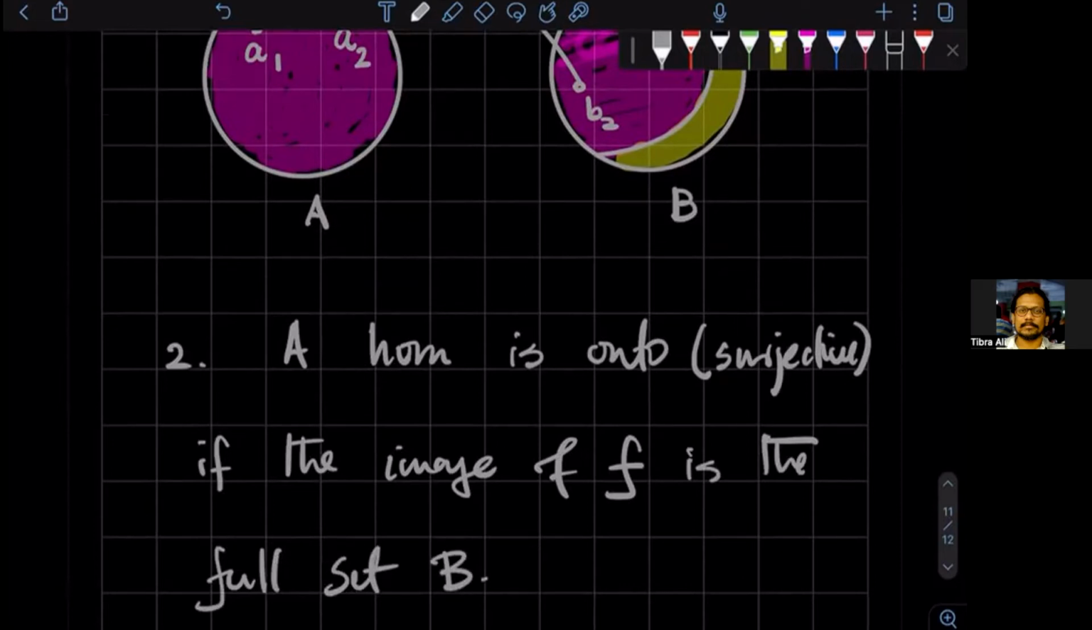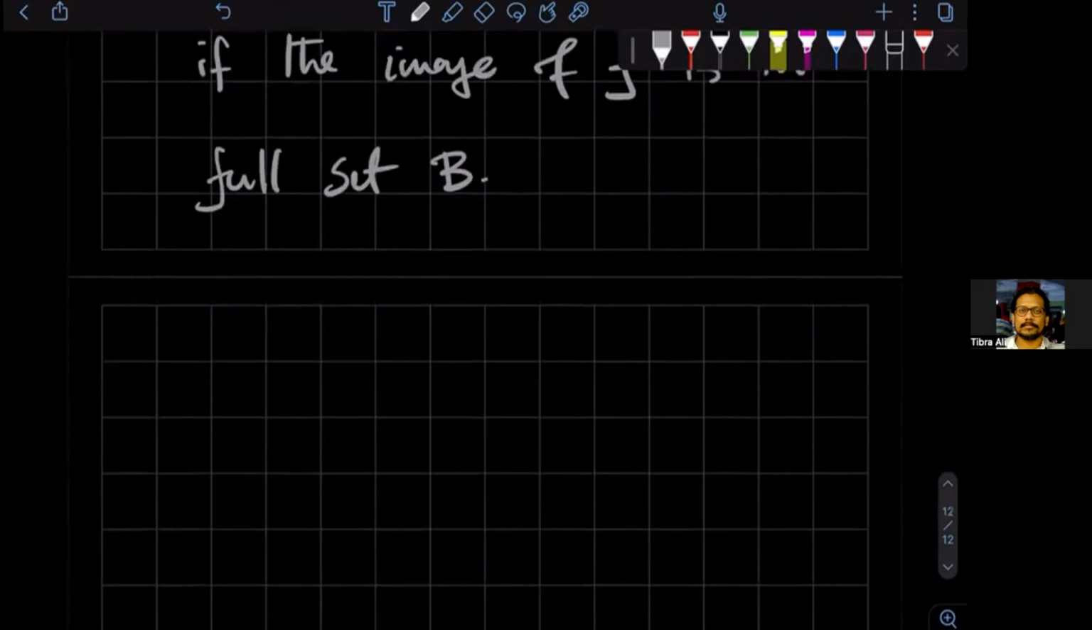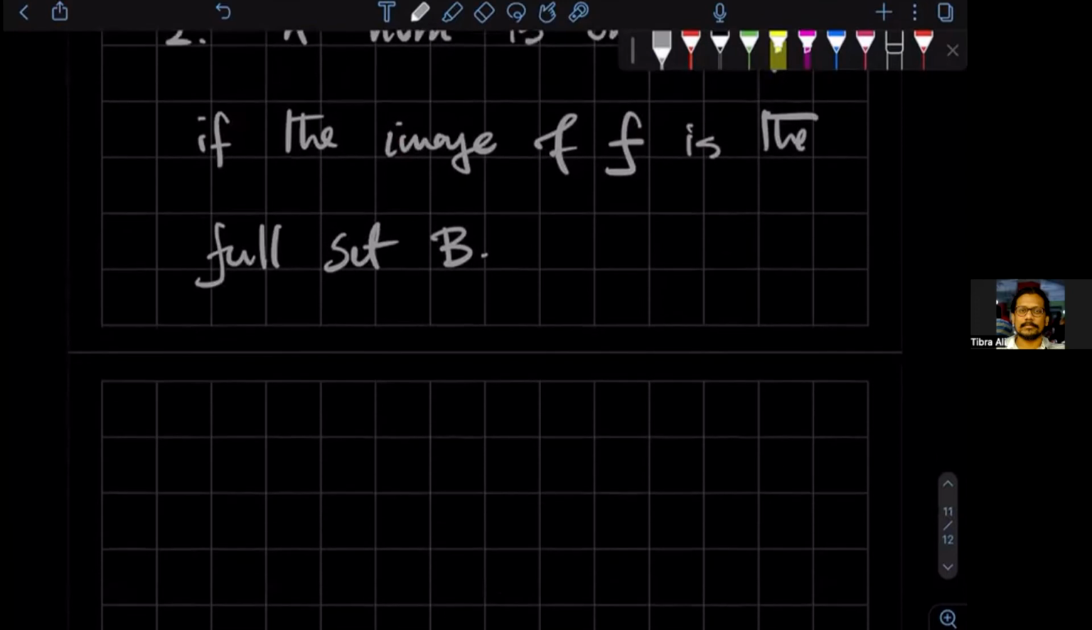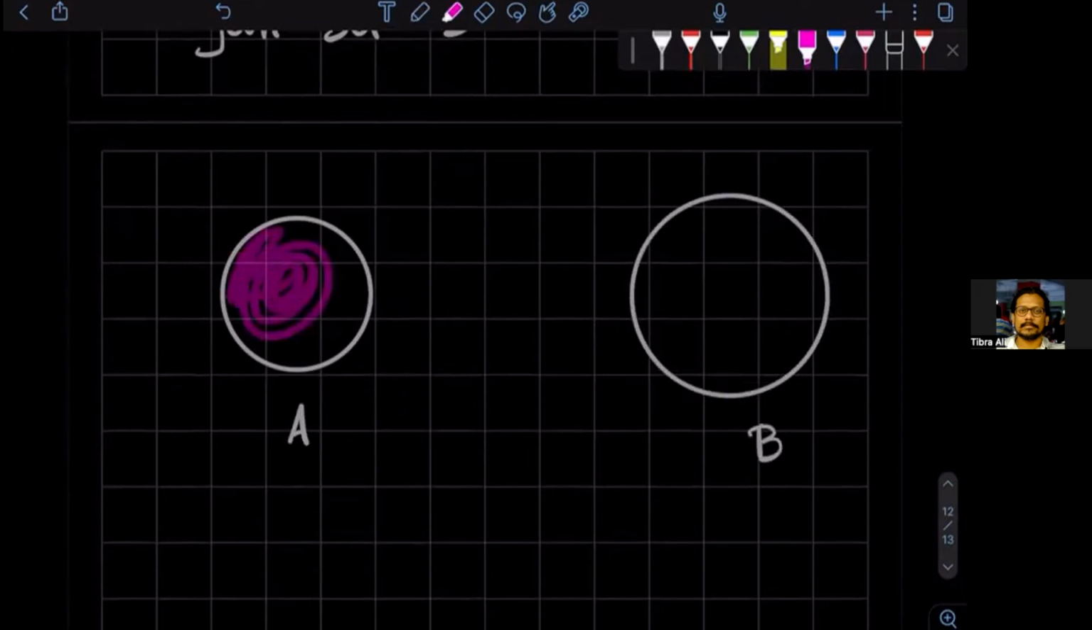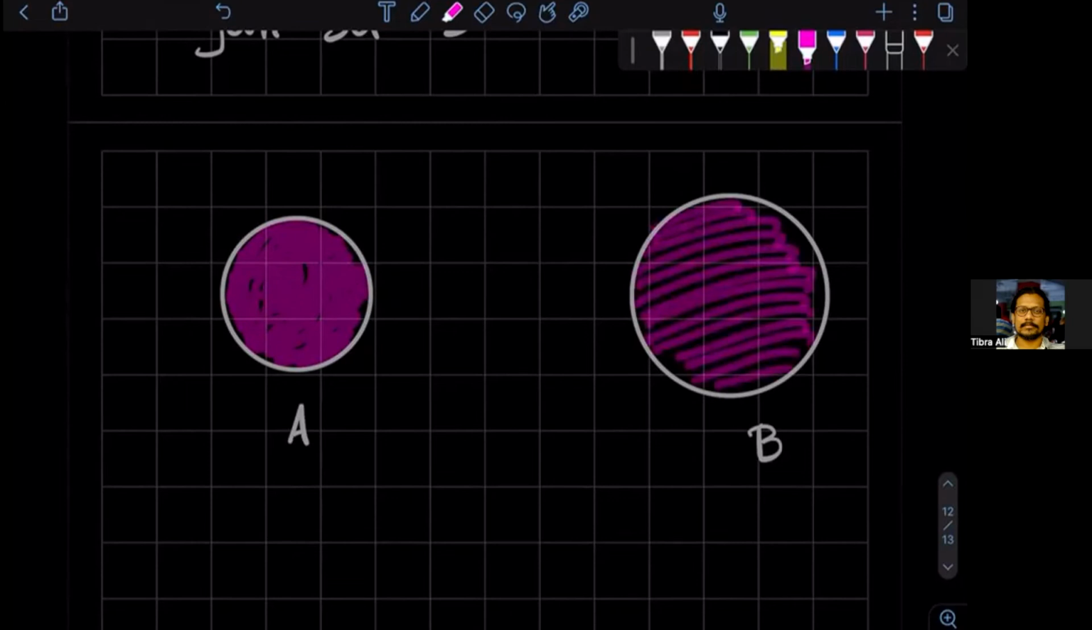So that's basically what it means. If I draw a picture, this is A and this is B, and what it is saying is that you have a map from A, and it covers all of B.